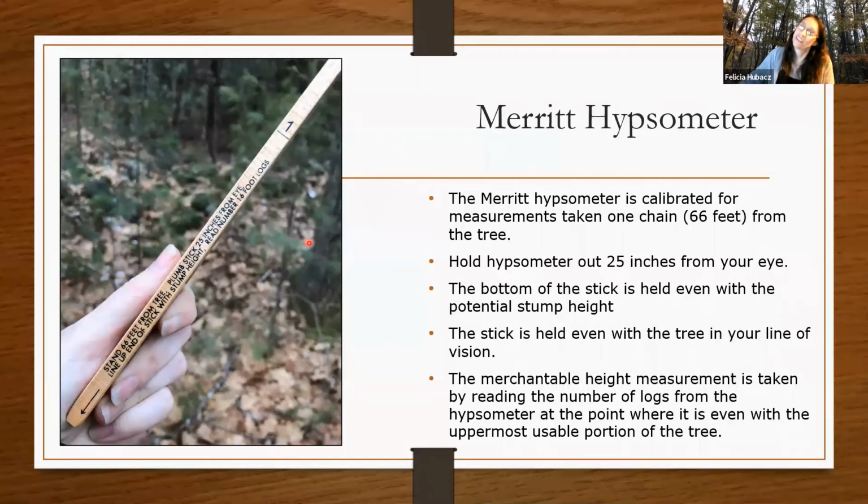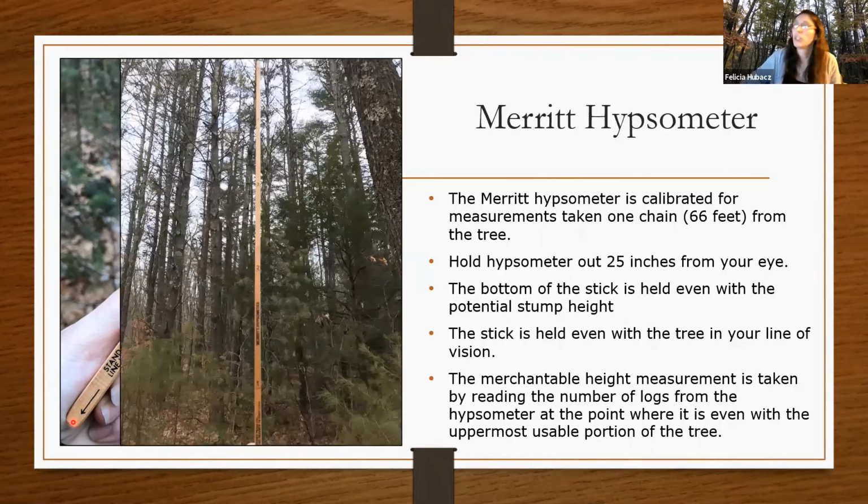So on the side, if we just flip this over, you'd see all those crazy numbers, and it would look very familiar. But here's the narrow end of the stick and the instructions. So we want to stand 66 feet from the tree. And that 66 feet, they call it a chain, and that was a very common measurement for foresters. So we want to take this, hold it out 25 inches from our eye. It's like the magic number, 25 inches. And we're going to hold it straight up and down.